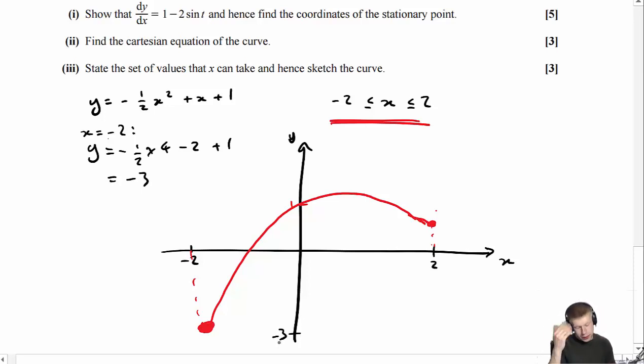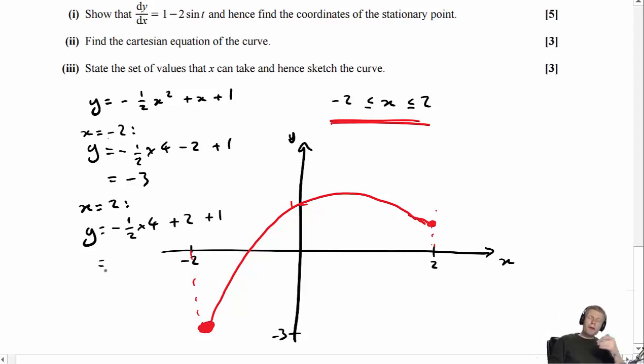Okay, then what about when x equals positive 2, so the other endpoint, the coordinates of the endpoint over here? Well, just the same thing again, so y equals negative a half times 4 again, okay? But then I've got a plus 2, and then plus 1. So half of 4 is 2, so it's going to become negative 2 plus 2, they're going to cancel, so it's going to end up with 1. So this coordinate over here is actually just going to become 1.